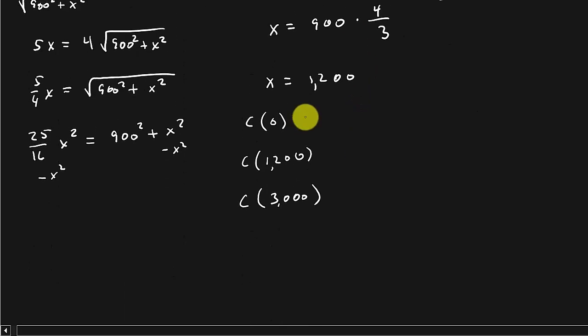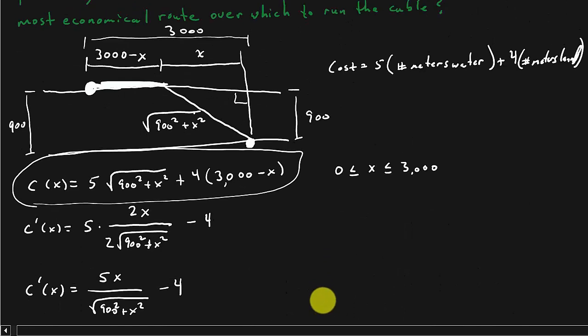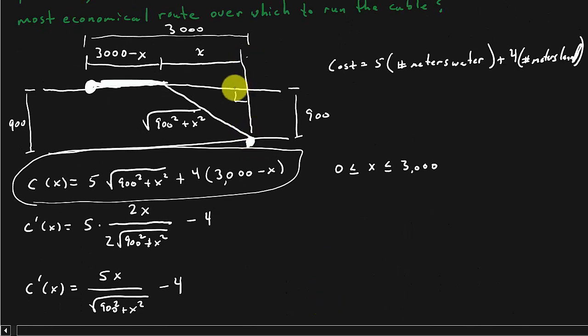And so when you do that, you end up with 16,500, 14,700, and 15,660. So there is your minimum. So it's going to be 1,200 meters from this plant is where you're going to start going on land.